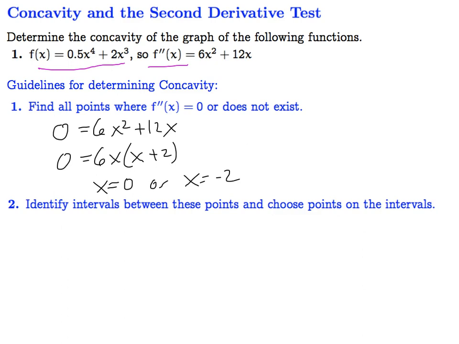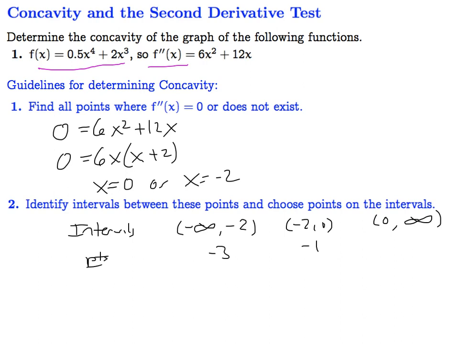Step 2, we use these places we found in order to make intervals and then choose points on those intervals. So we can make a nice little table. We've got our interval from negative infinity up to negative 2, negative 2 to 0, and 0 to infinity, and we pick our favorite points on these intervals, so negative 3, negative 1, and 1.